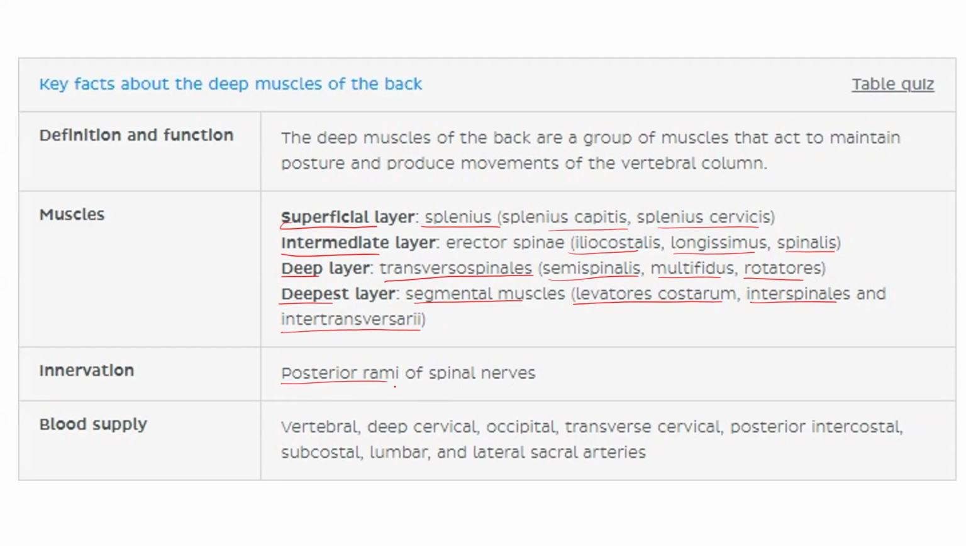Great. So those are the deep muscles of the back, and all of them are innervated by the posterior rami of spinal nerves. So they are epimeric in origin. They originate from the epimere. Okay, that is it for the back. Now let's go to the second question.